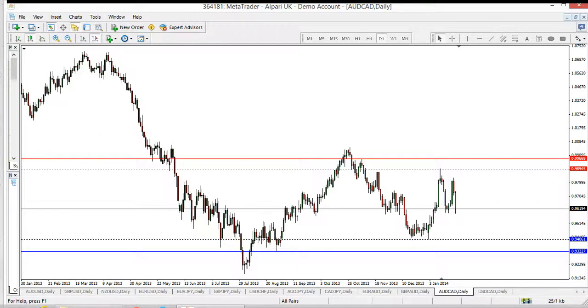I'm going to run through the trade analysis which I conducted for a trade which I took last week on the AUDCAD. So here we are on the daily chart. You can see I've marked up a supply level, I've also marked up a demand level down here as well. But I was looking to go short from this supply level here.